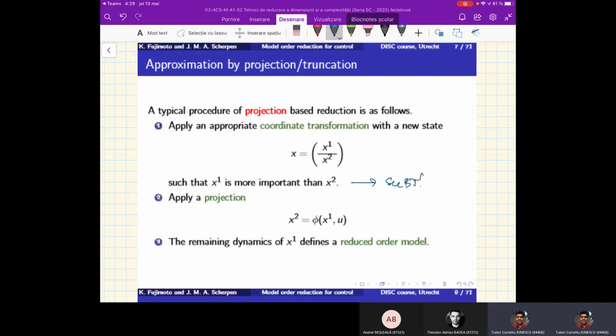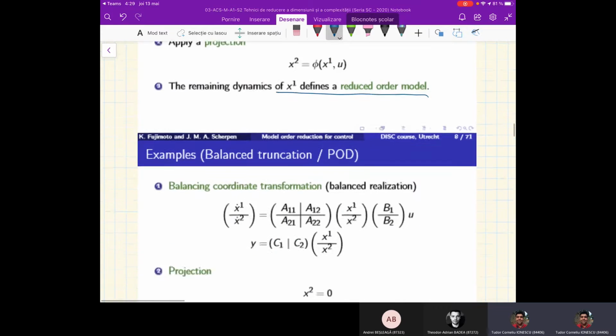See the balance truncation, because this is what happens in balance truncation. Then you apply a projection. You say that x2 is phi of x1 and u, and the remaining dynamics x1 defines a reduced order model. This is what balance truncation does, if you remember. You only select that part of the dynamics gathered in x1, which is more relevant if you compare the Hankel singular values associated to x1 with the Hankel singular values associated to the x2 part. And then you truncate x2, or you do singular perturbation, and you get your reduced order dynamics.